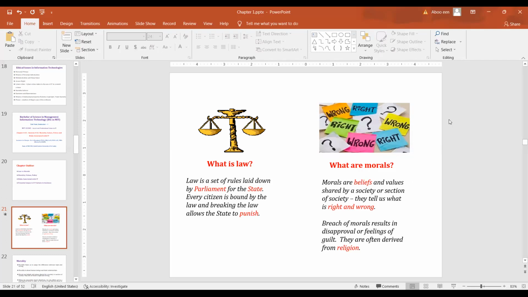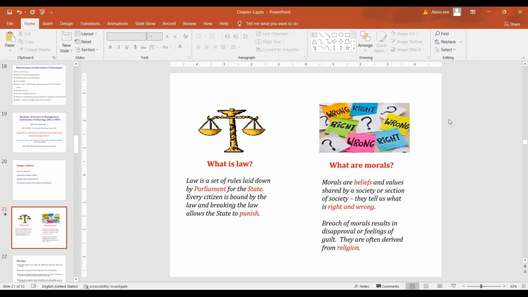In the society there are practices, and in those practices there are some right things and also some wrong things. As I mentioned earlier, when we break the law, the government will legally punish us. Likewise, when a citizen breaches these morals, it results in disapproval or a feeling of guilt. They are often derived from religions.